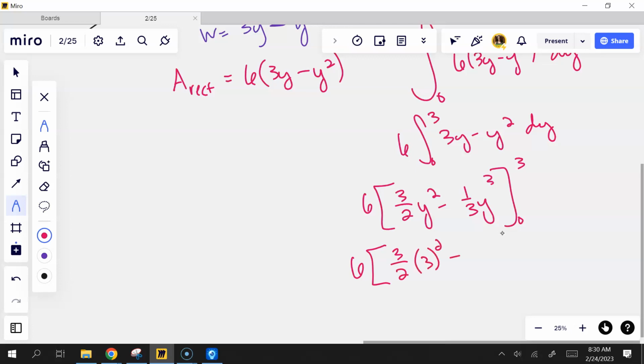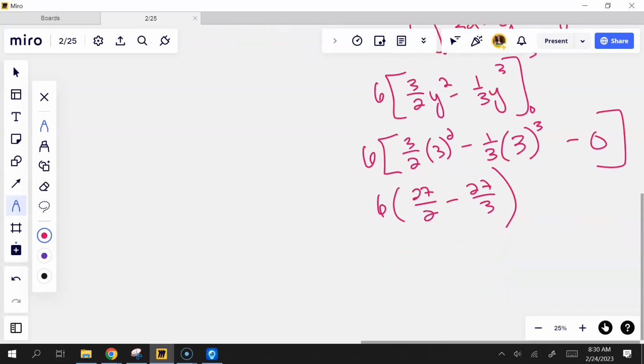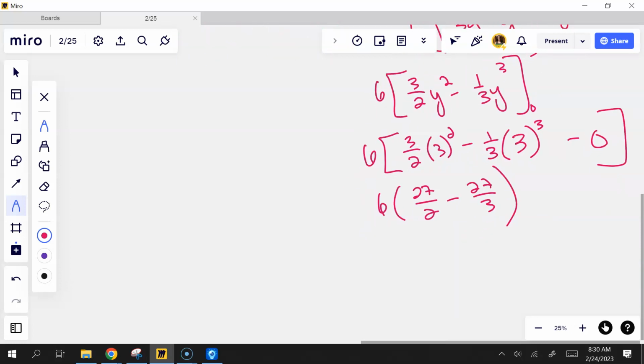Anytime 0 is one of my bounds and everything has a variable on it, it makes it a little bit easier for me to evaluate. Minus 0. 9 times 3 is 27. 27 over 3. Did I do that right? Ugh, now I need a calculator. I would stop right there.